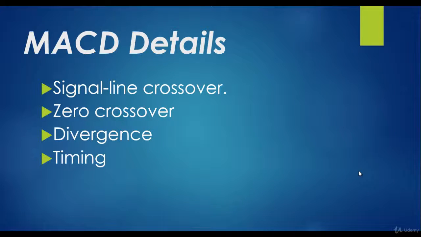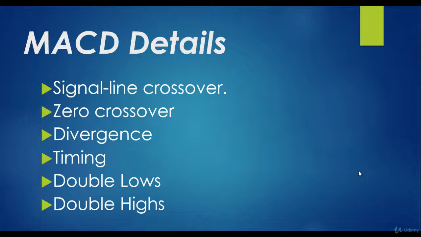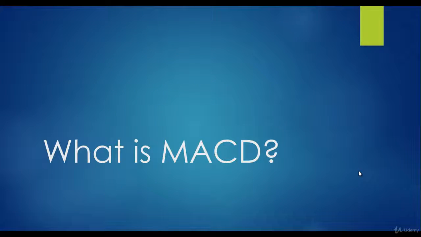Then comes timing. When to enter, when to exit, and for how many days. What's the duration, so that you can get out with profits in your account rather than losing all those profits and ending at zero profit. Then come double lows and double highs. These on the MACD tell you when the trend is about to change. So that's what MACD is.